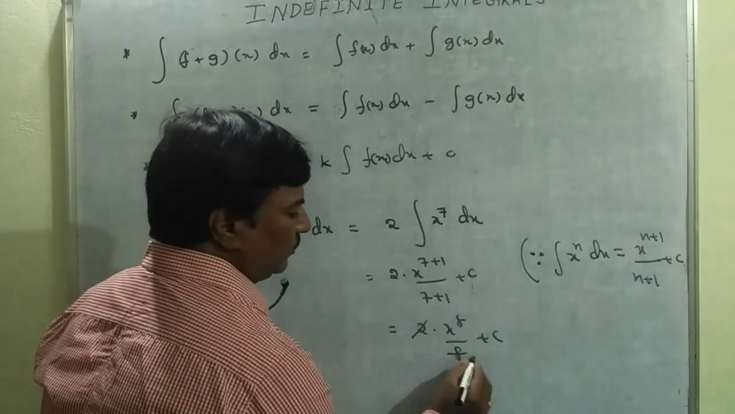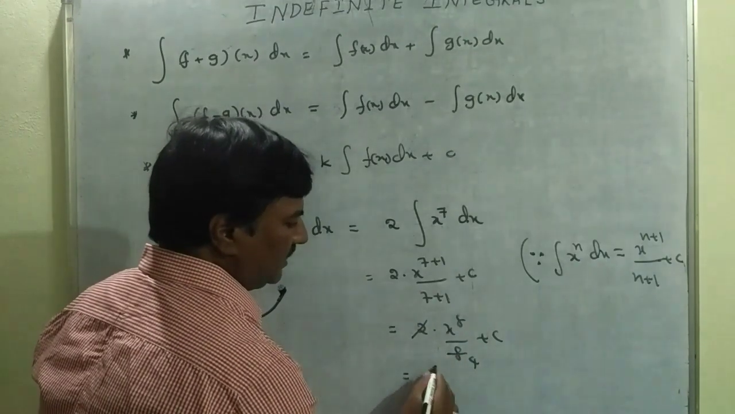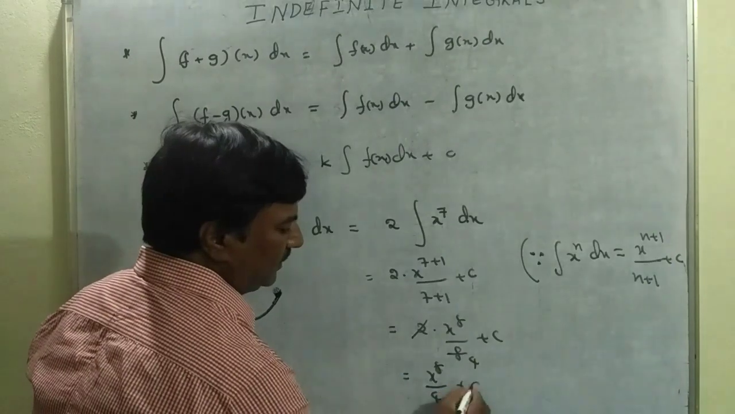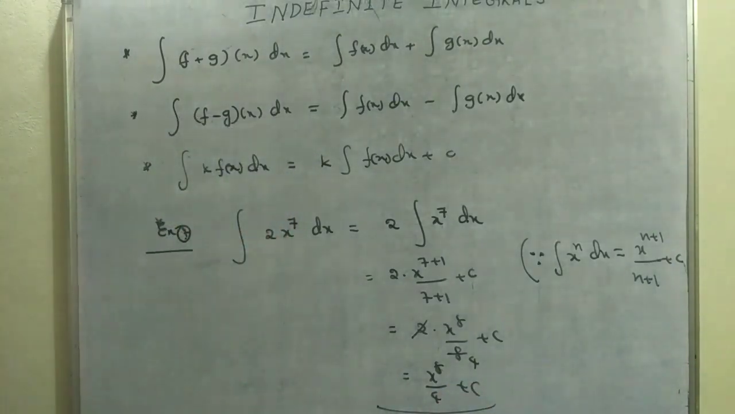2 ones are 2, 2 fours are 8. The final answer we can write is x to the power of 8 by 4 plus c. This is the first one.